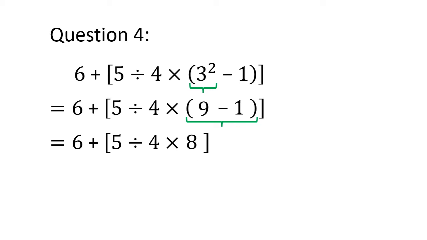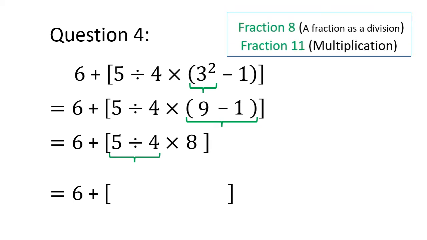We now have a division and a multiplication inside the brackets, so we need to do them from the left, which is 5 divided by 4 first. 6 plus stays the same. 5 divided by 4 is a division, and we can change this to a fraction. If you're unsure, please see the video fraction 8. So 5 divided by 4 is equal to 5 over 4. Then times 8 is here.